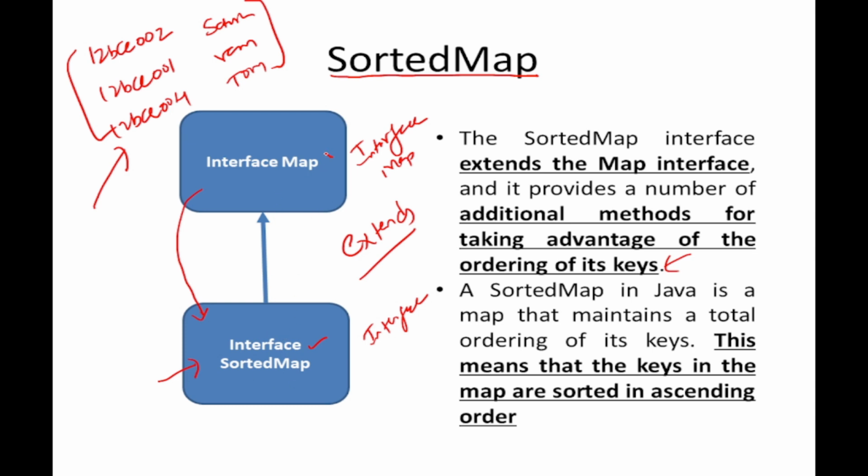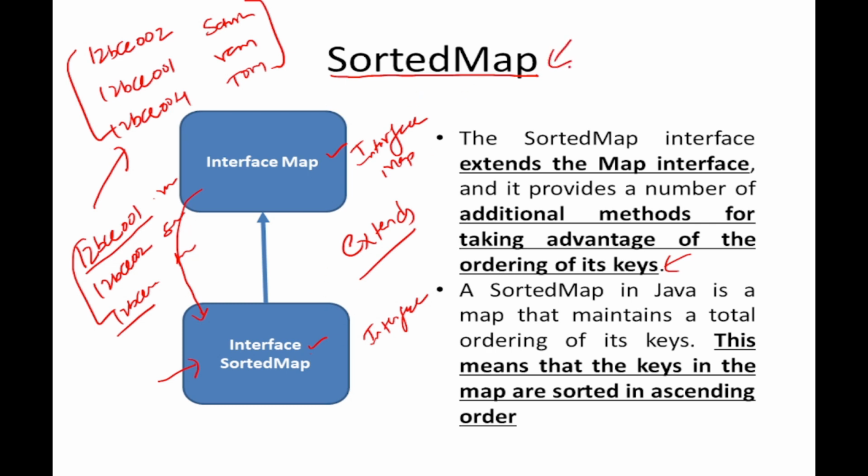So you have the interface map and the interface sorted map. Sorted map extends interface map. When you sort it, what will be the output here? It will be sorted according to the keys. So 12BCE001 Ram will come first, 12BCE002 Satish next, and 12BCE004 Tom next. Now it is sorted, so you have some methods that help us retrieve the very first key in the sorted list, and the last key in the sorted list. That is the use of a sorted map.